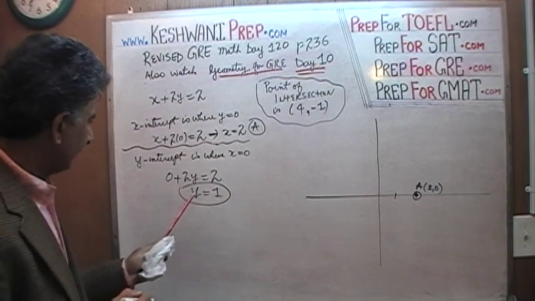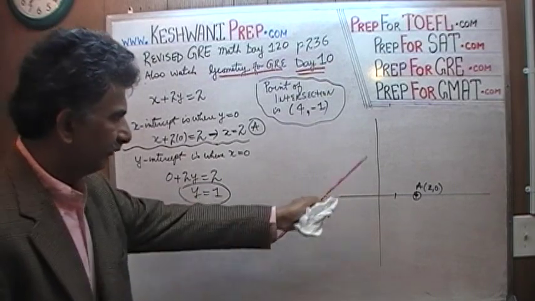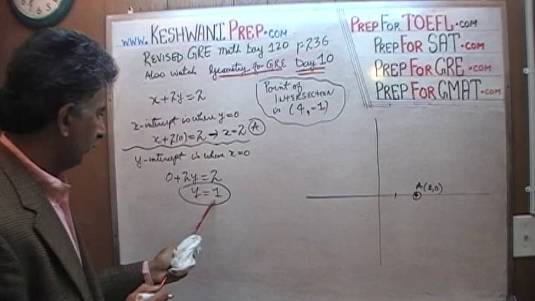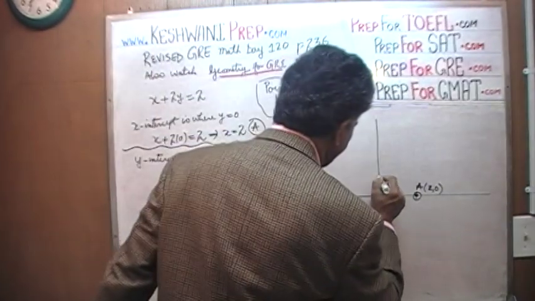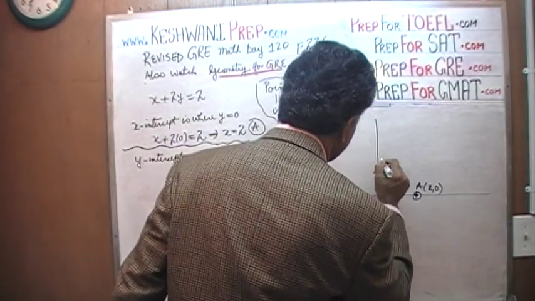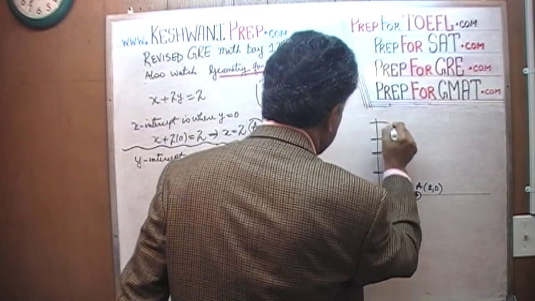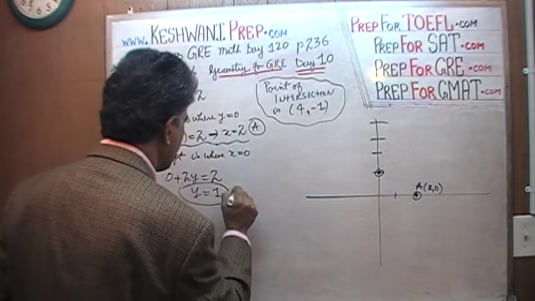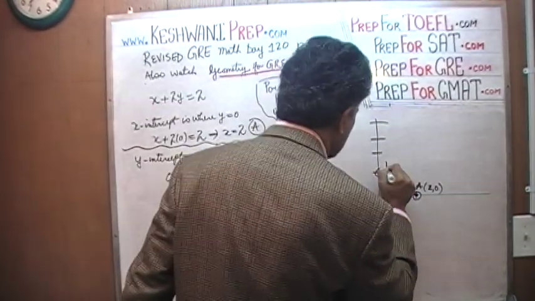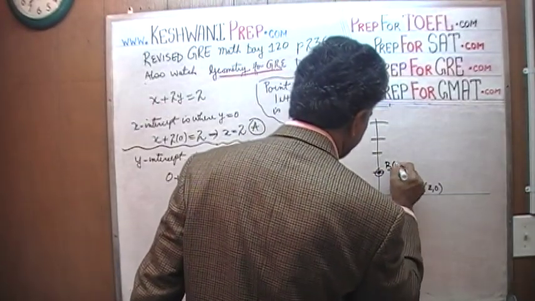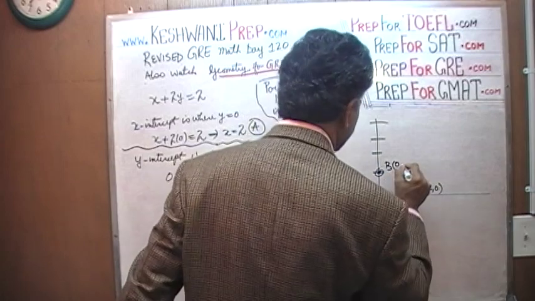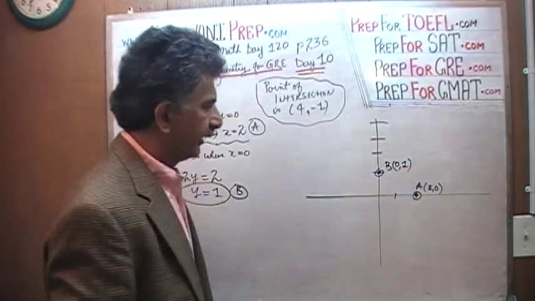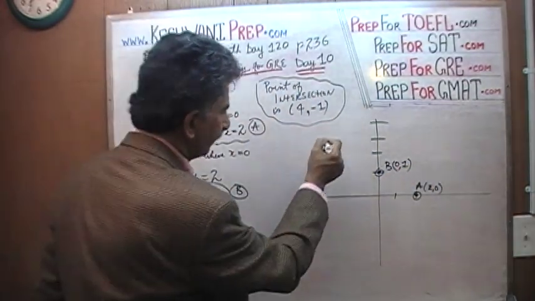Let's find the y-intercept. Y-intercept is where x is 0. X is 0 along the y-axis when y is equal to 1. Right here. Let's call it point B. Here x is 0 and y is equal to 1. There you go. There is your line. We found the first line. Let's draw a nice line.